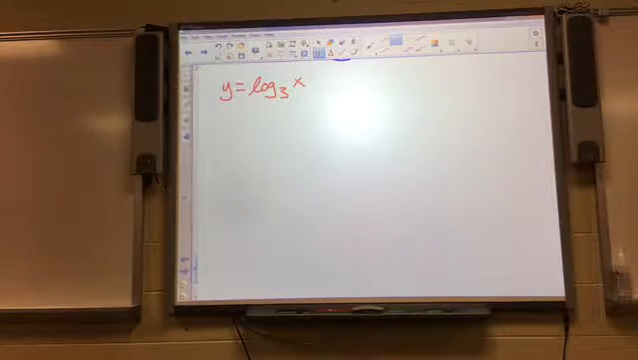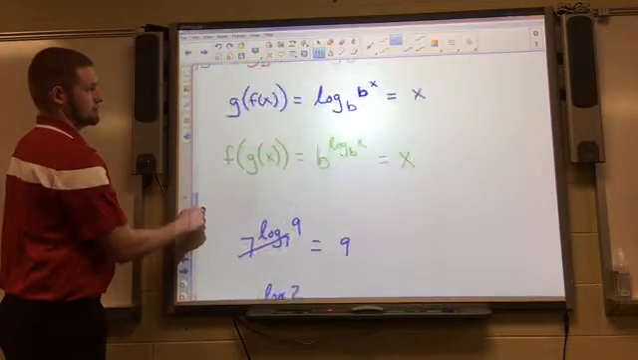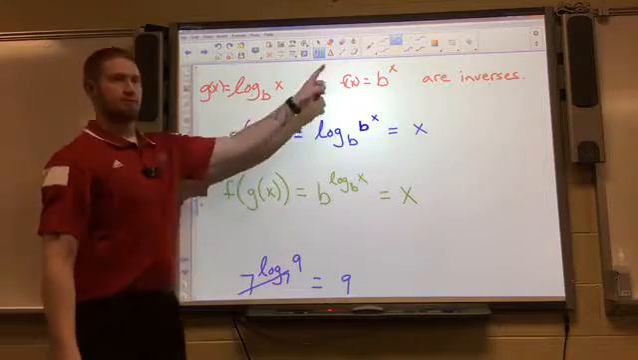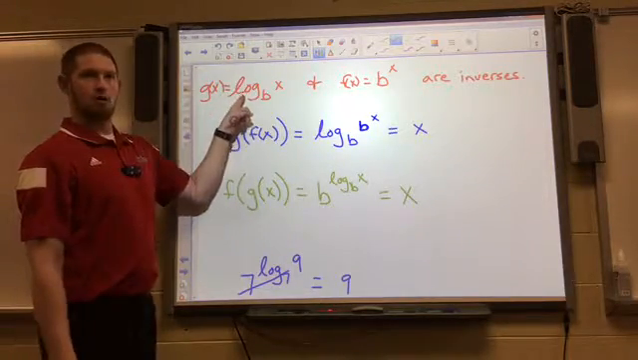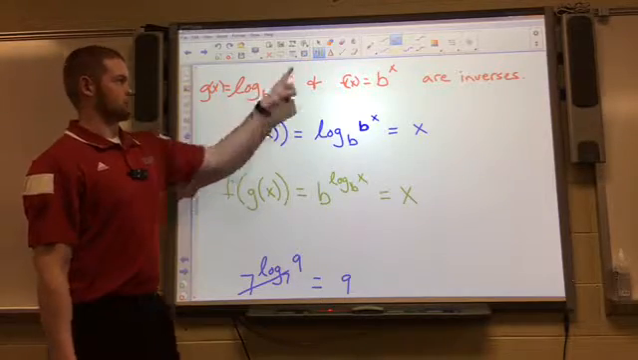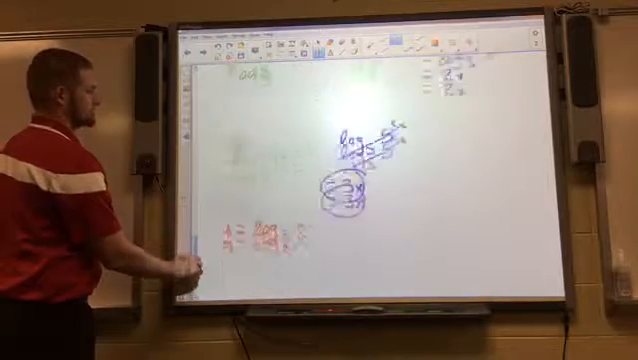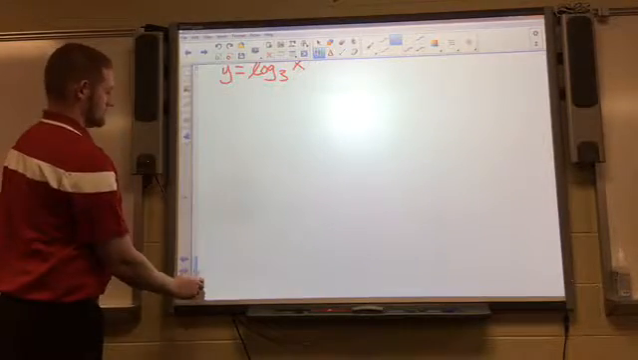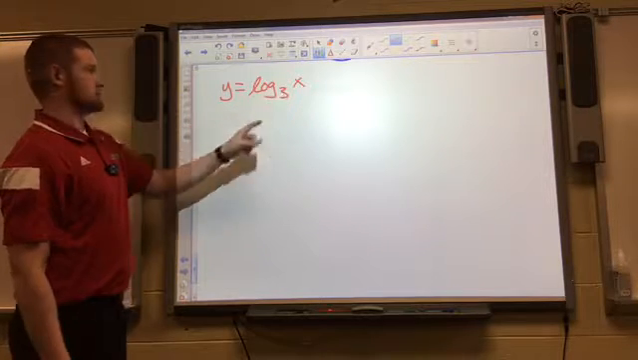We usually switch the x and the y, right? Now, we don't have to do that here because up here, didn't we already figure out that these two things are inverses of each other? So if I have this general form, I should be able to change it into this, shouldn't I? So instead of wasting our time switching our x and our y, I know that the inverse is going to be what?